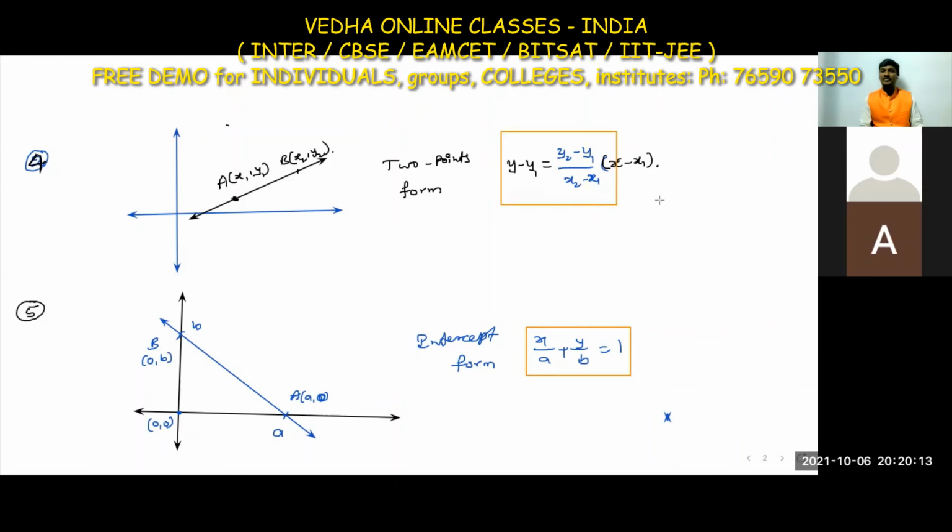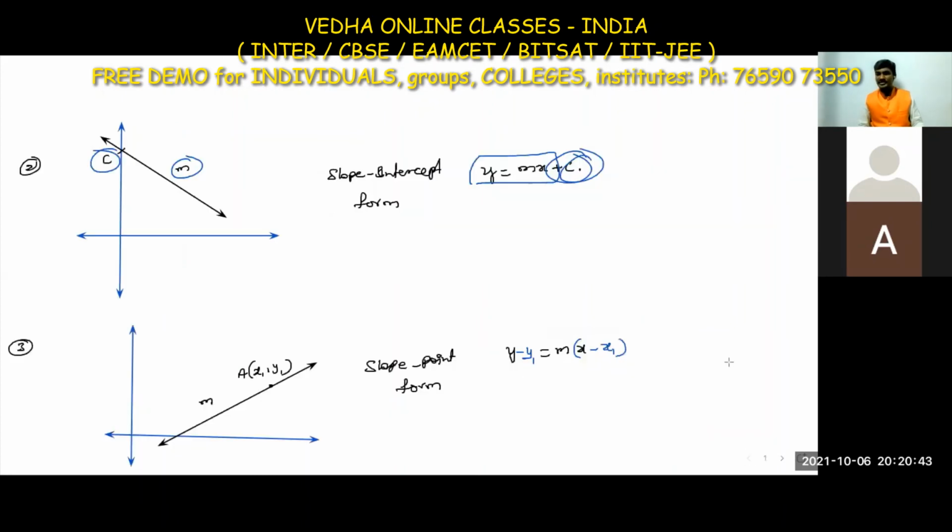Okay, what is the two points form? y minus y1 is equal to y2 minus y1 divided by x2 minus x1 into x minus x1. Yes. Okay, so once again repeat. y minus y1 is equal to y2 minus y1 by x2 minus x1 into x minus x1. Yes. Okay.